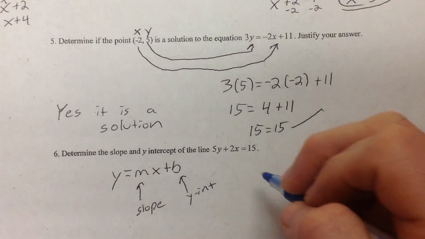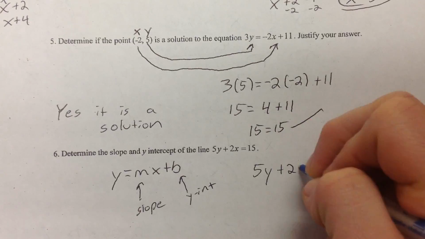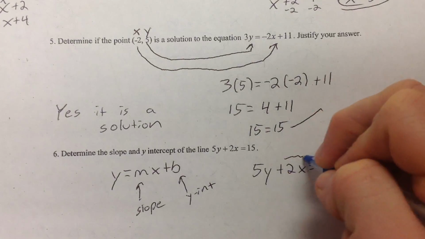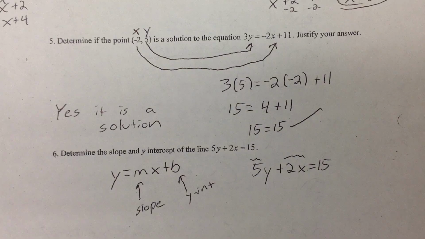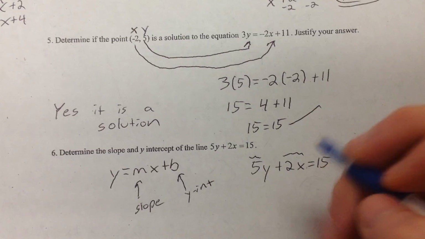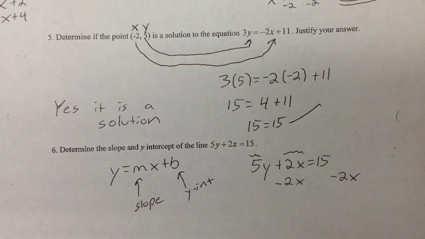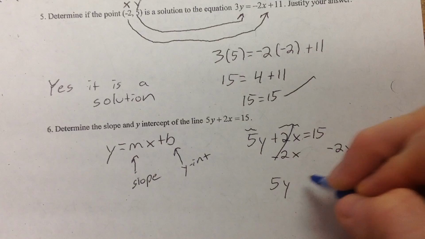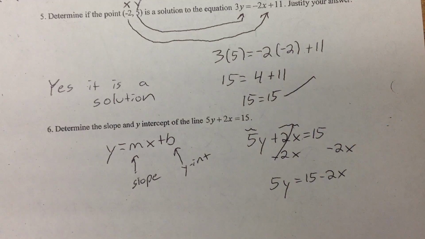So to do that, if we look at our equation here, we're going to need to get that y all by itself, which means we're going to need to do 2 things. We're going to need to get rid of this 2x, and we're going to need to get rid of this 5. Those are the 2 things that are kind of in the way. So to get rid of the positive 2x, we're just going to subtract 2x from both sides. So minus 2x, minus 2x. These will cancel out. 5y equals 15 minus 2x.